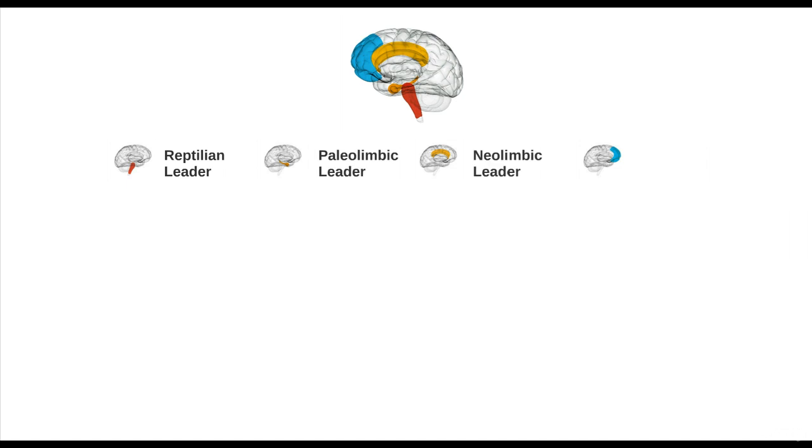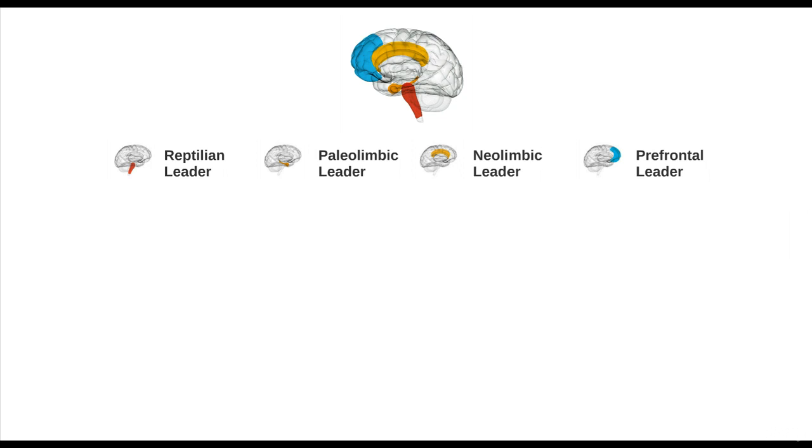them. So we have four brain structures: the reptilian, the paleolimbic, the neolimbic, and the prefrontal brain. Accordingly, we could distinguish four types of leaders: reptilian leader, paleolimbic leader, neolimbic leader, and prefrontal leader. Now let's have a look at each one of them and see what their characteristics are. So we start with the reptilian leader.